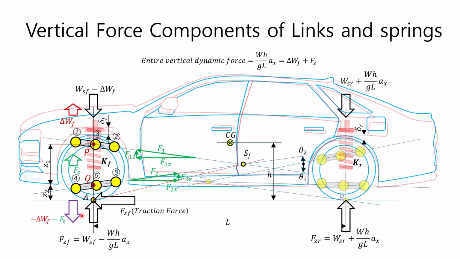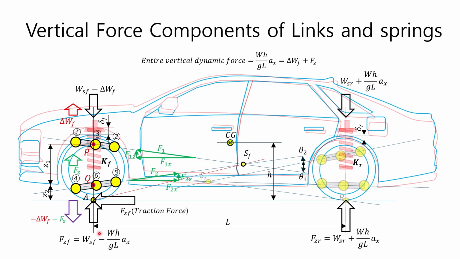The total vertical dynamic load transfer is the sum of the load transfer through the spring, delta WF, and the load transfer through the suspension links, FZ. The vertical load on the front wheels is reduced by this total load transfer.